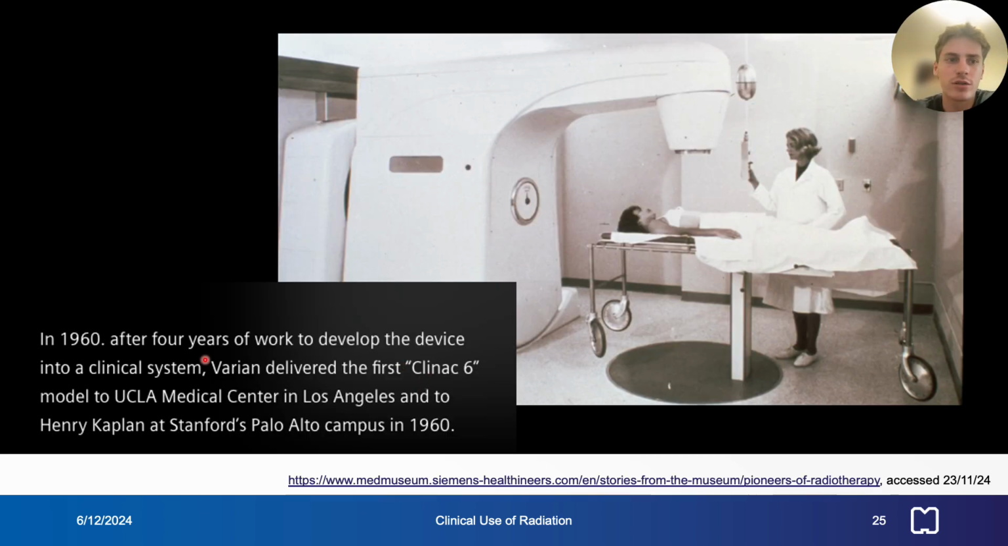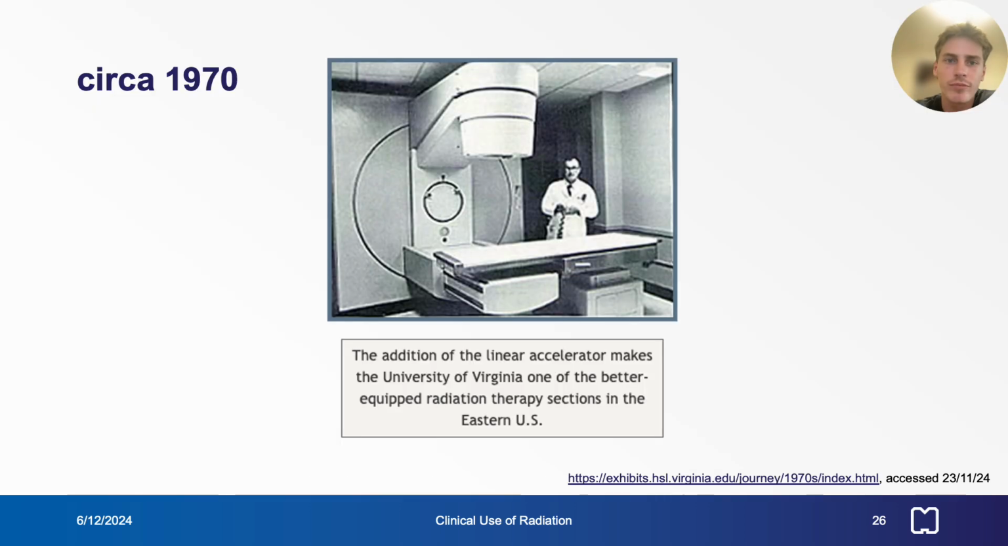This is an image from 1960, and after years of work to develop the device into a clinical system, Varian delivered this first Clinac 6 model to the UCLA Medical Center. And this image from around 1970 shows that the addition of a linear accelerator made the University of Virginia one of the better equipped radiation therapy sections in the eastern United States.